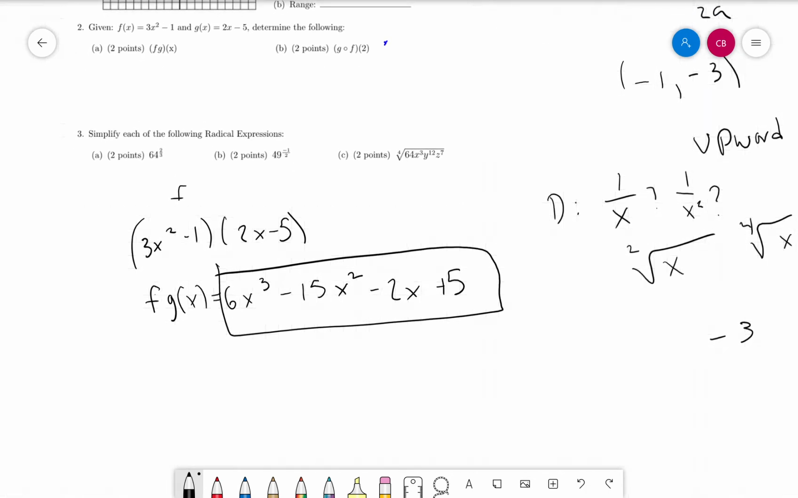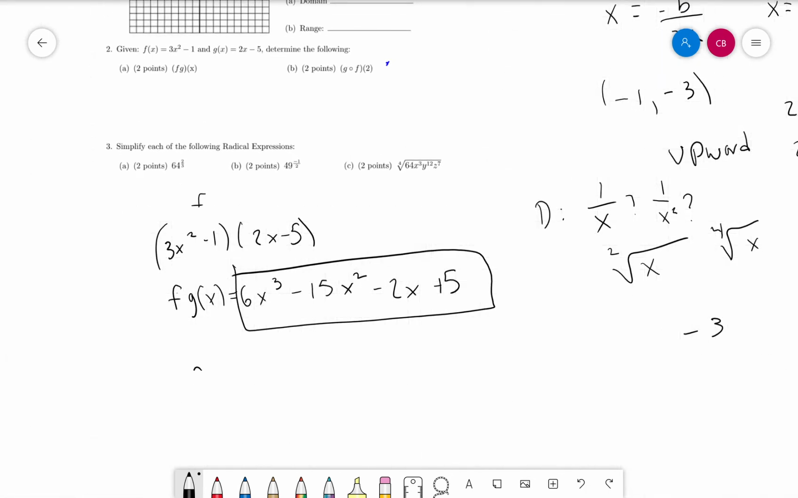And then we want g of f of 2. Well, you can do this two ways. You can compose it. You can do g of f of x, plug f into g wherever x is, and then distribute out and then plug 2 in. Or you can do it this way. I'm going to take f.